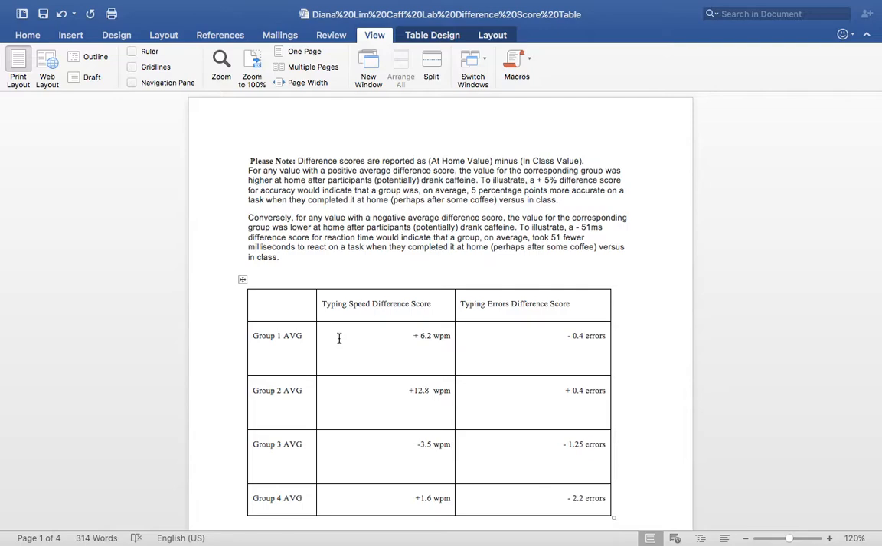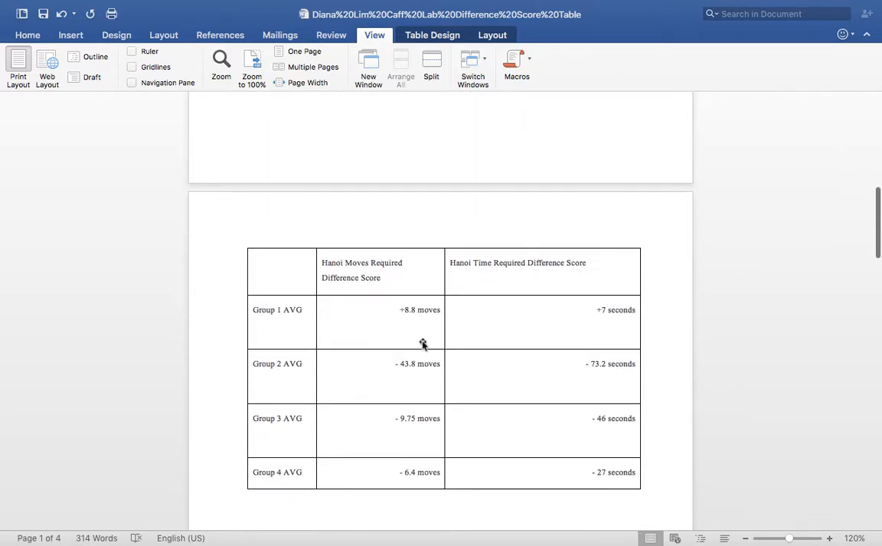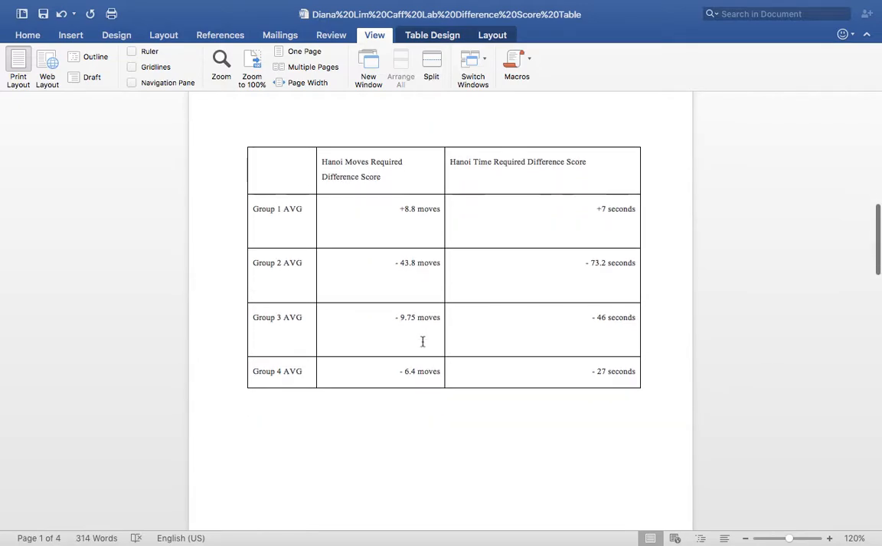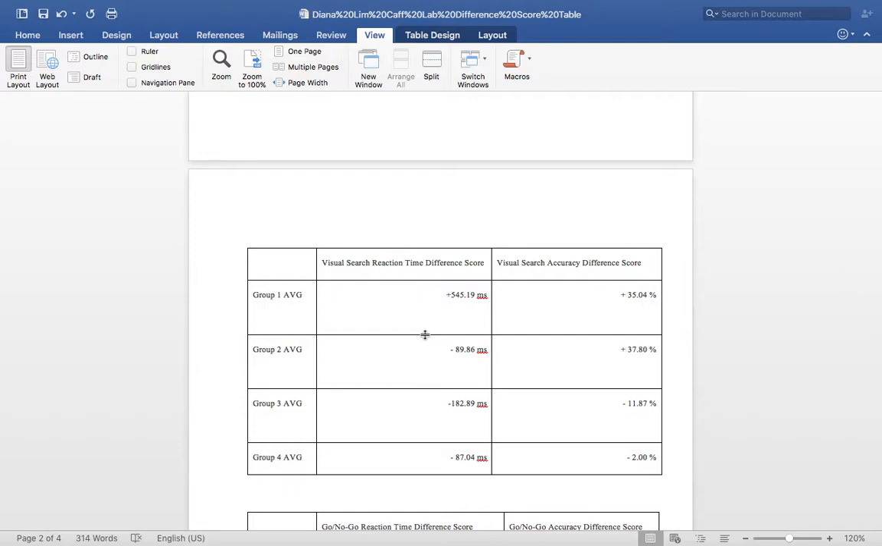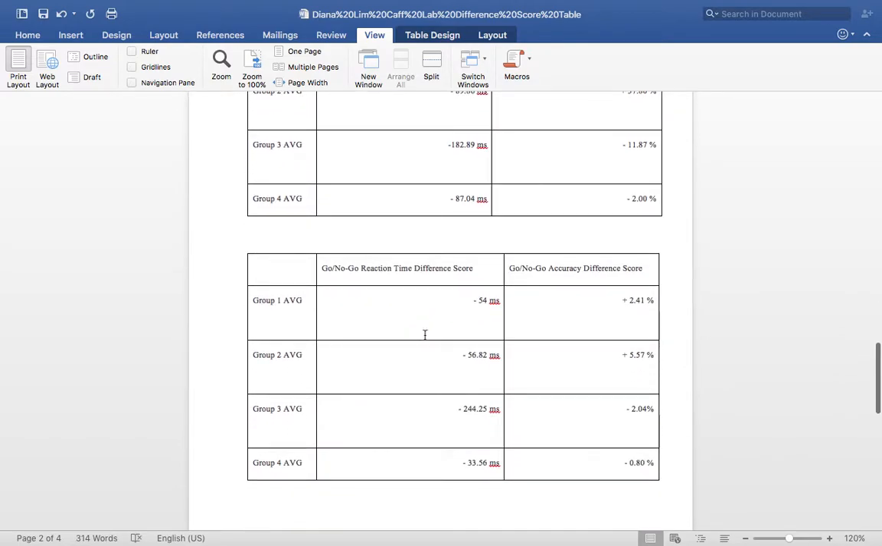The other thing I want to draw your attention to is this data is arranged per activity. So this first table has to do with the typing speed activity. Scrolling down, you can see this data has to do with the Tower of Hanoi activity. If I keep going, you can see that this data has to do with the visual search reaction time activity. And finally, this data has to do with the go, no-go reaction time activity.